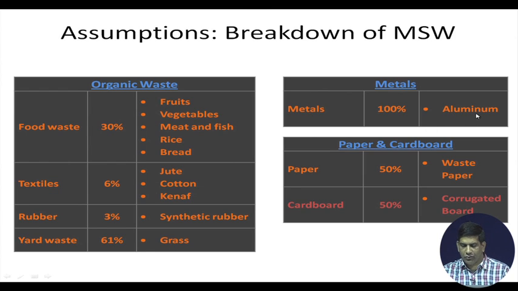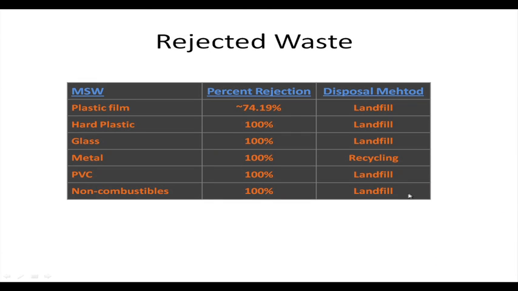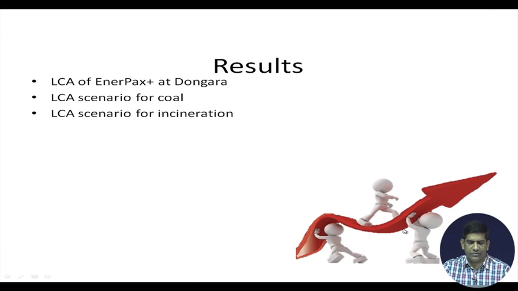Some metals, aluminum, paper and cardboard. Paper was there in terms of waste paper and cardboard. So those things were present in the MSW breakdown. So for the rejected waste, plastic film and hard plastics, some of this rejected waste could be recycled, and some will go into the landfill.